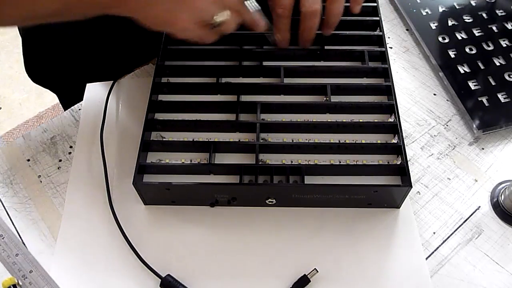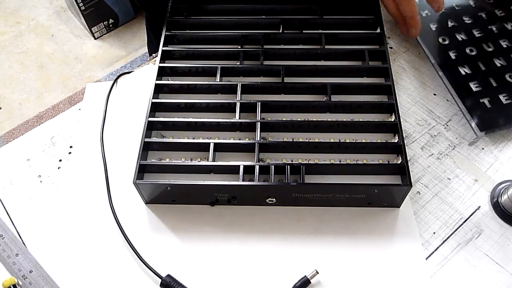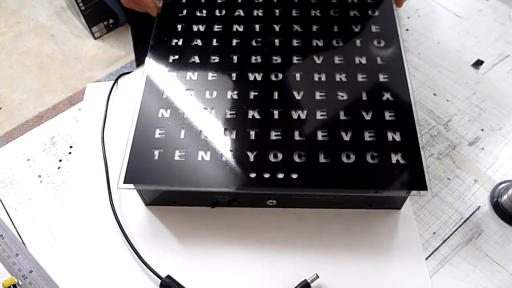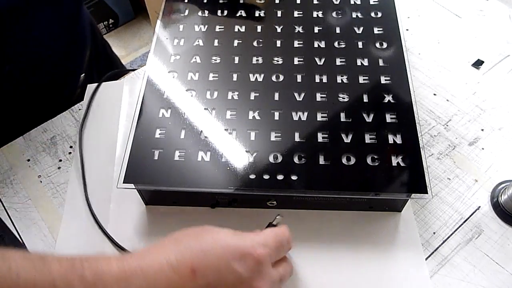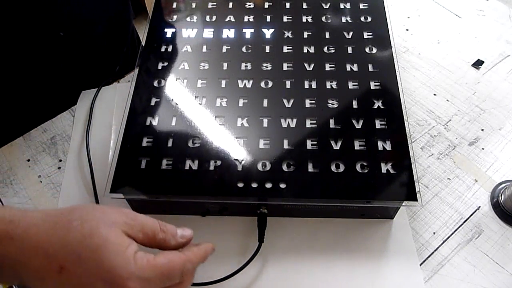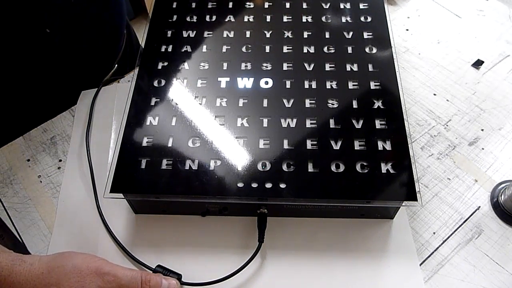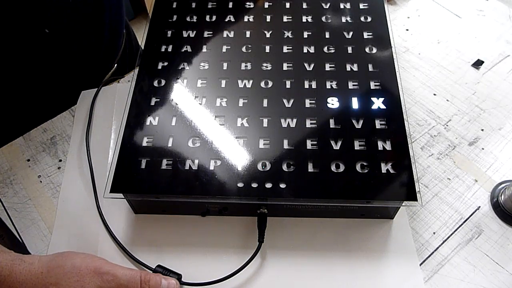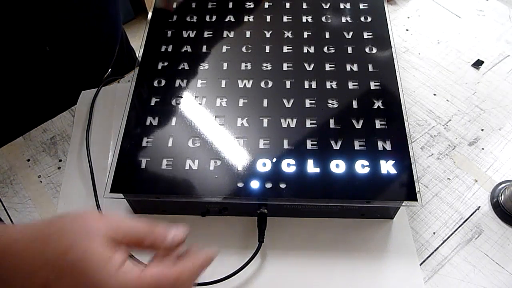I'm working on a change to make it so that this is never needed with this particular design of clock again, but that's still a few weeks or a few months out. There we go. Now the 10's a lot more even. Past 7, 1, 2, 3, 4, 5, 6, 9, 12, 8, 11, 10, and O'clock.